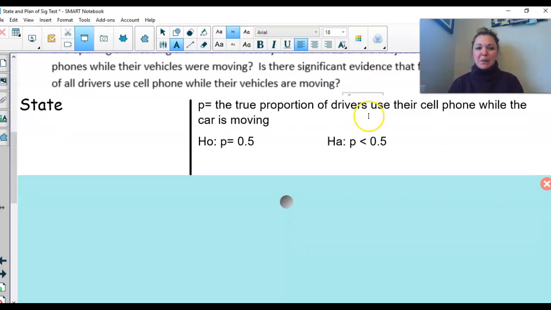Not equal to. Okay, the next part is the plan. And the plan is important because what we're going to be doing after the plan is the do part. And that's where we're actually going to be using a measurement tool.